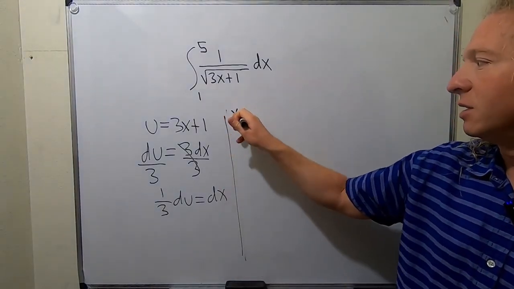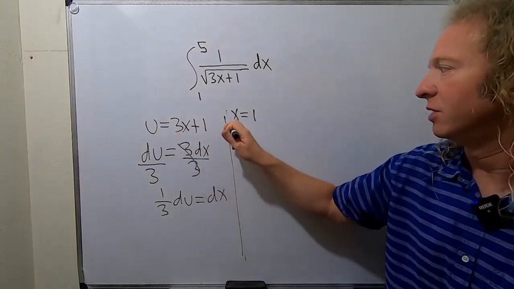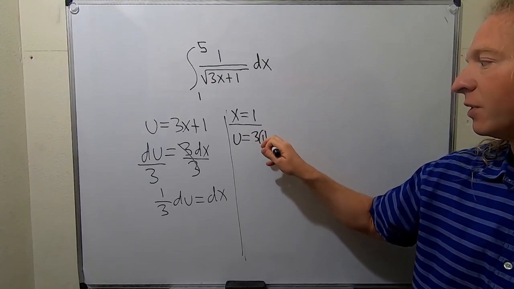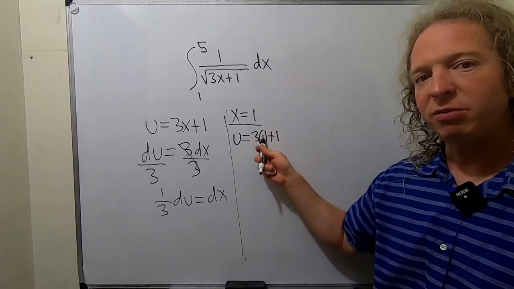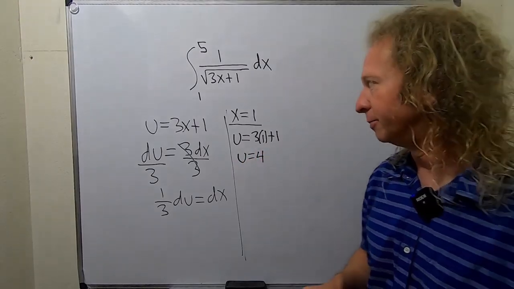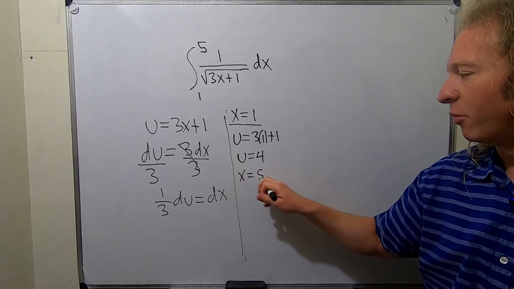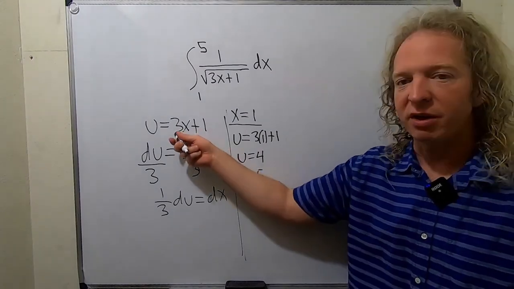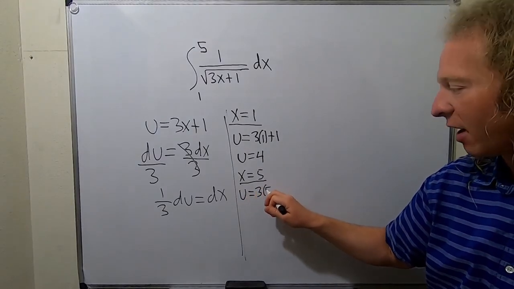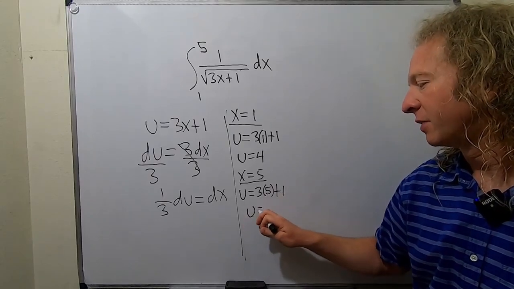When x is equal to 1, we take the x and plug it in here, and that will give us the u. So u equals 3 times 1 plus 1. 3 plus 1 is 4. So there is our u. And then when x is 5, we get u equals 3 times 5 plus 1. So you get 15 plus 1, so we get 16.